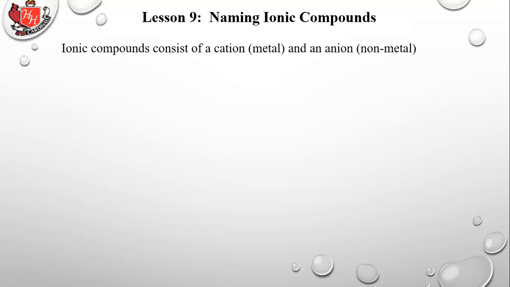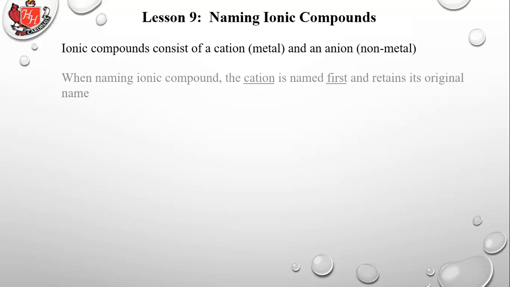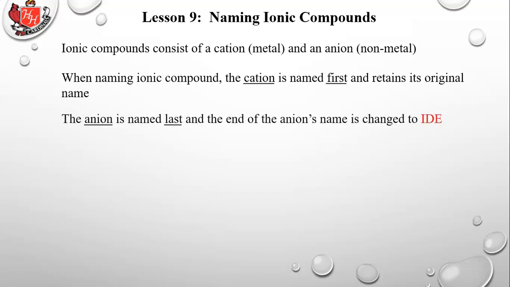So ionic compounds consist of a cation, a metal, and an anion, a nonmetal. When naming ionic compounds, the cation is named first and it retains its original name. The anion is named last and the end of the anion's name is changed to "ide." So with ionic compounds, there's only two components involved: a positively charged cation, a negatively charged anion.